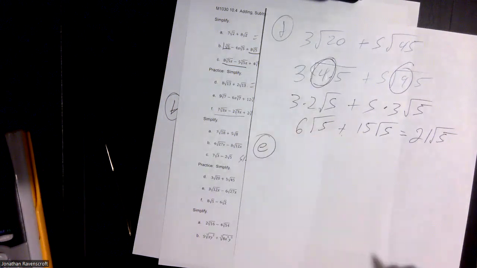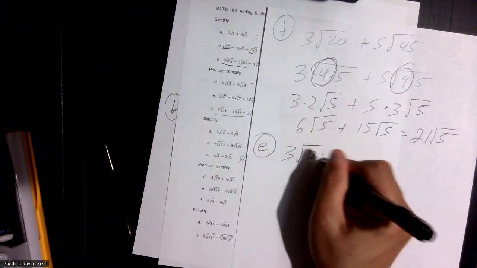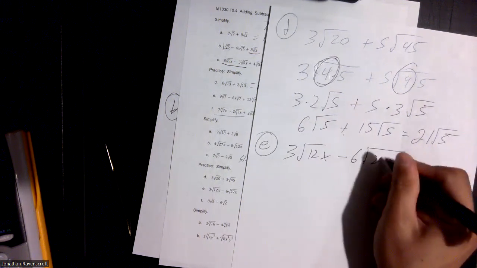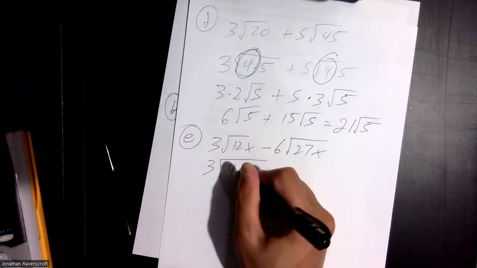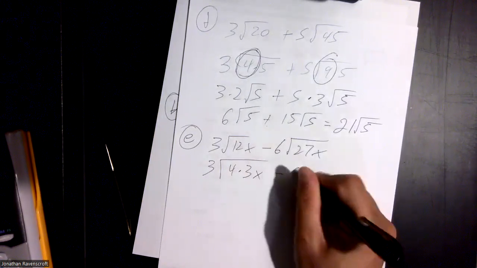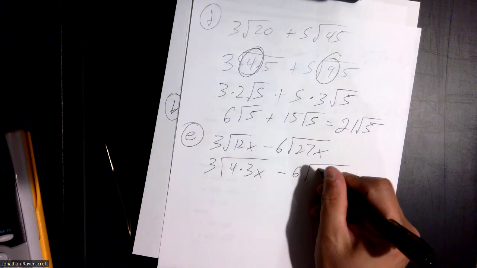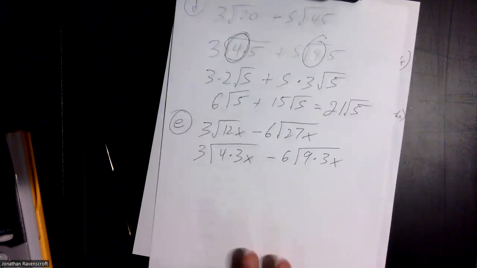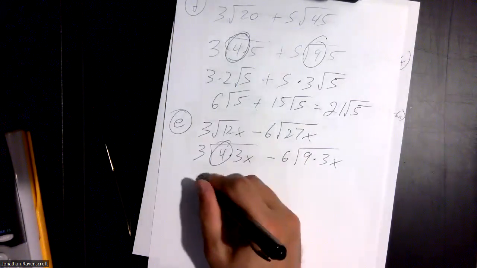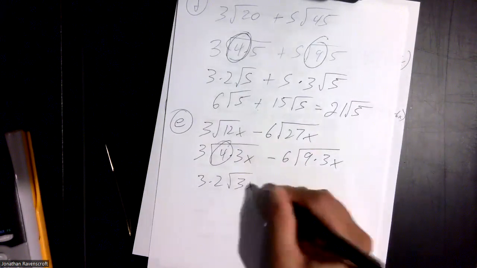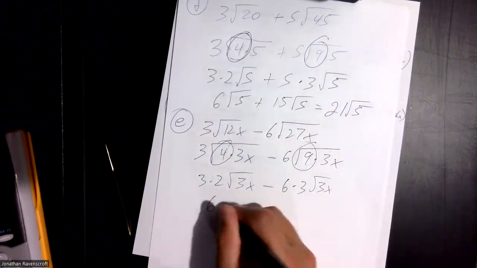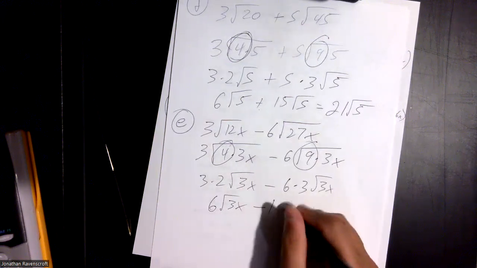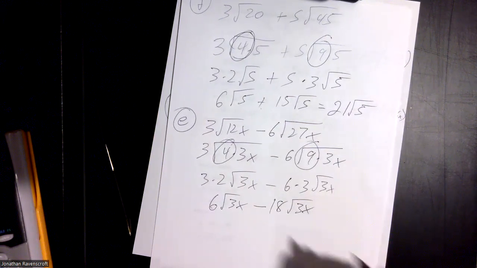Part E says 3 square root of 12x minus 6 square root of 27x. 12 is 4 times 3, x, minus 6 times, that's 9 times 3, x. Square root of 4 is 2. Square root of 9 is 3. That's 6 square root of 3x minus 18 square root of 3x.